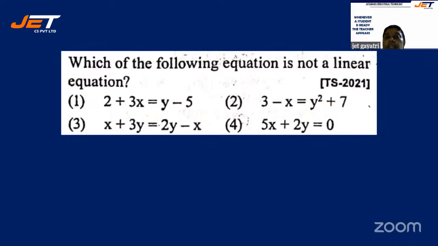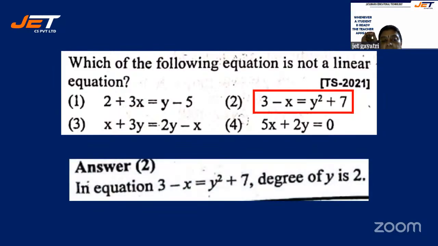Which of the following equations is not a linear equation? Right? So linear equation means it should have x, it should have y. It should not have any square, x square, y square like that. Therefore, when you say it is not a linear equation, then it is option 2, that is 3 minus x is equal to y square plus 7. The degree, you call it a degree, is nothing but the power, isn't it? So the power is 2, whereas the power should be 1.